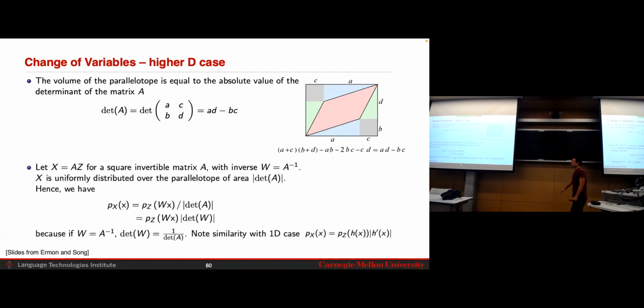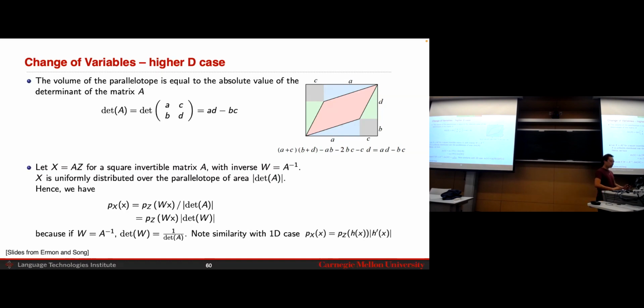So now my new distribution, x, is equal to P of z, whatever x was, that's applying the inverse function W to x, that's A inverse x, divided by the new area of my parallelogram. And the area of the parallelogram is given by the determinant of A. And that's equal to actually multiplying by the determinant of W, which is the inverse function. Right? Because if W is A inverse, the determinant of W is 1 over the determinant of A.